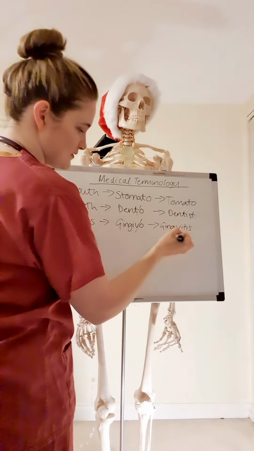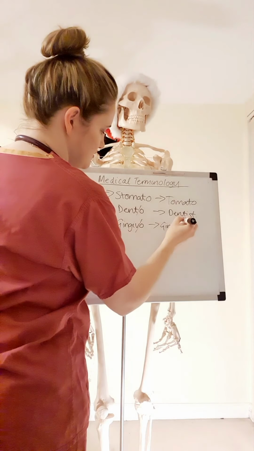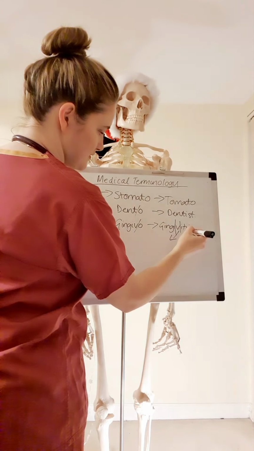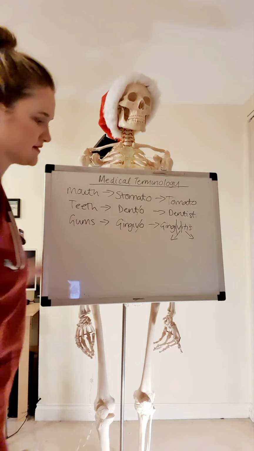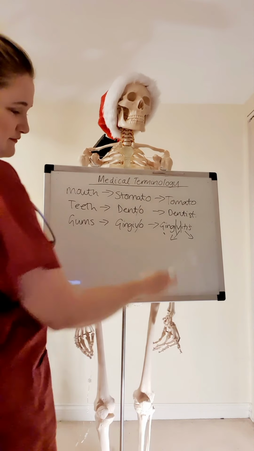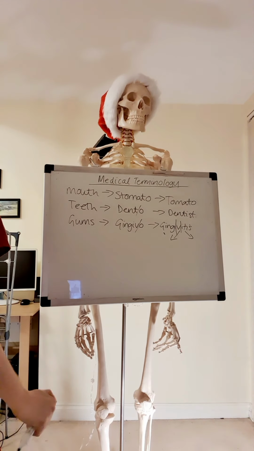Now, I want to break this word down again. I want to keep doing that with you so it becomes natural. So, gingi, or gingivi, we know that that's gums, and we know that itis is inflammation, so we know that this is no longer a scary word. This is inflammation of the gums, okay? Make sure you've got that.